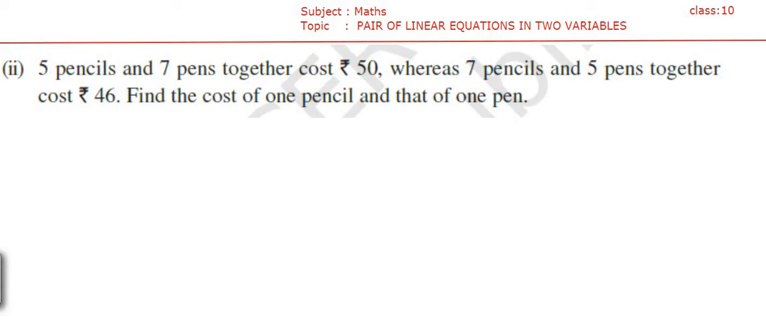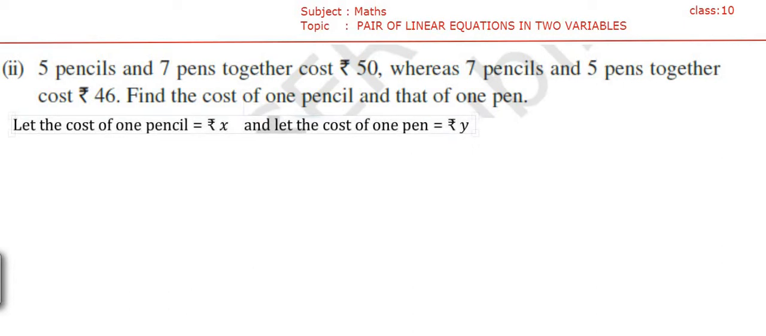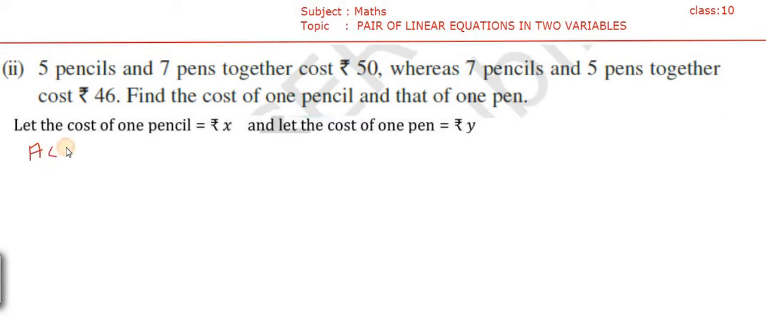First, pencils are there and pens are there, so two quantities are there. What is the cost of each? We don't know. So now what can we do? Let the cost of one pencil be x and one pen be y. According to the question, we can write.